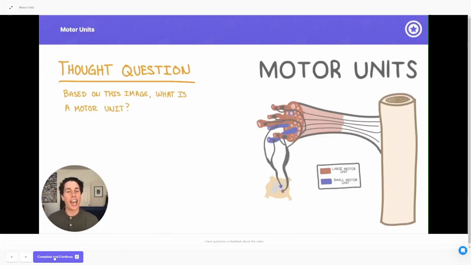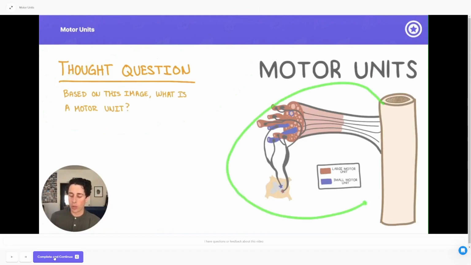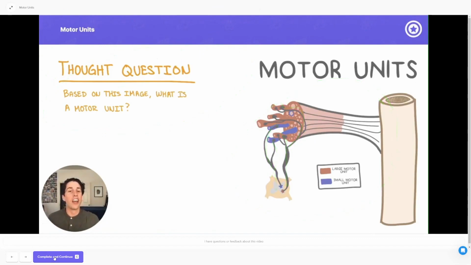Alright, so first off, let's go ahead and start with a thought question. So based on this image, what is a motor unit? So as we can see from this image over here, we can see these neurons going to different muscle fibers. So go ahead and just pause this video, think about what a motor unit actually is. You might know already, you might not know, but based off this image, try to come up with a functional definition of what a motor unit is.